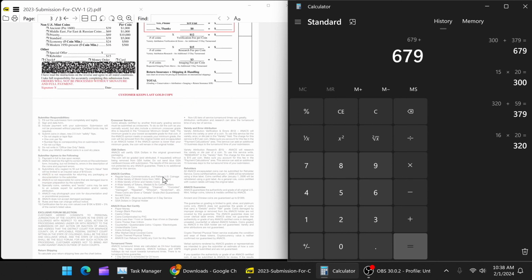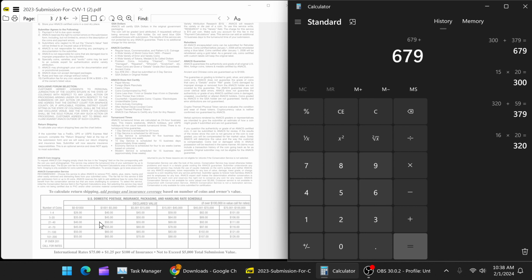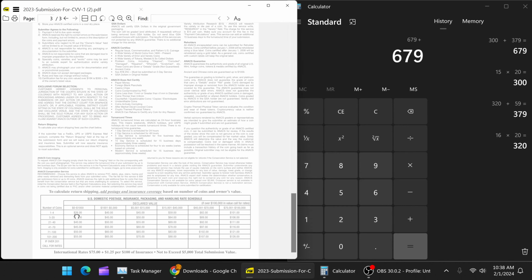So here we have the shipping. That's the last thing of the cost, what you're going to get billed for. Number of coins, 5 to 20, $35. Yeah, because it's going to be the cheapest. So it's $35. International rates, $1.25 per $100 of insurance, not to exceed $5 total submission value.